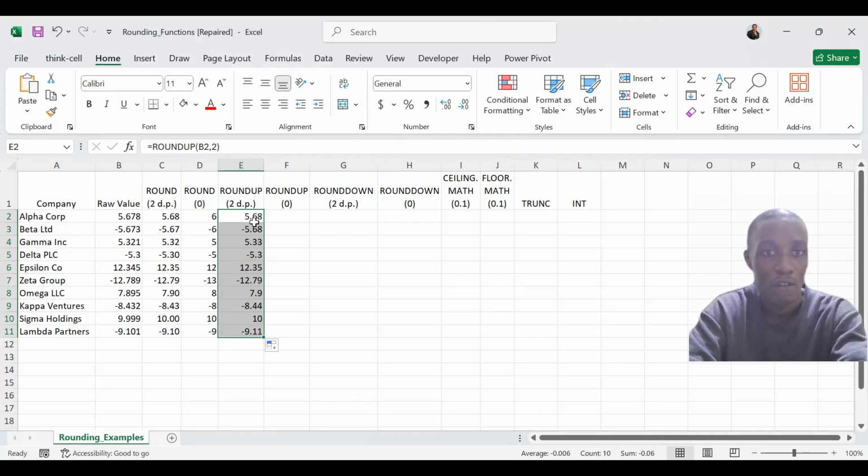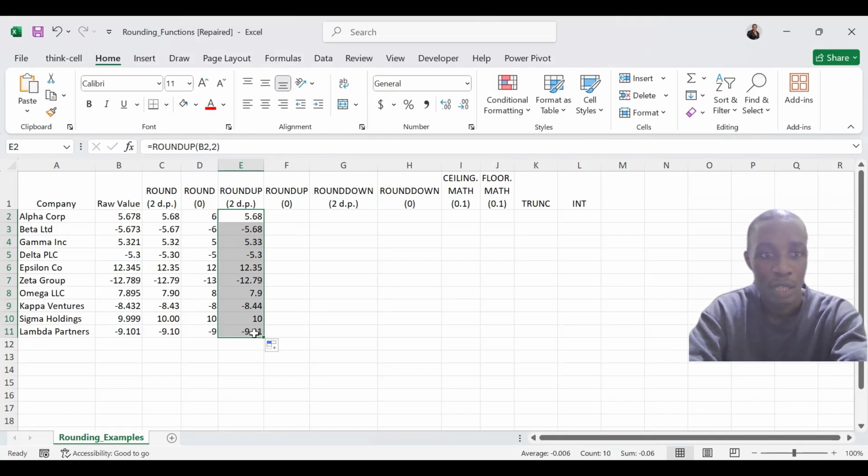So our 5.67 is now 5.68. Okay, so it's taking it far away from 0. And you can see that in the case of this negative number, it goes away from 0, unlike what we have here. Here we have the approximation to 5.67. Okay, but since this is trying to go away from 0, this now becomes 6.8. Okay, so this is the closest away from 0, unlike what we have here.